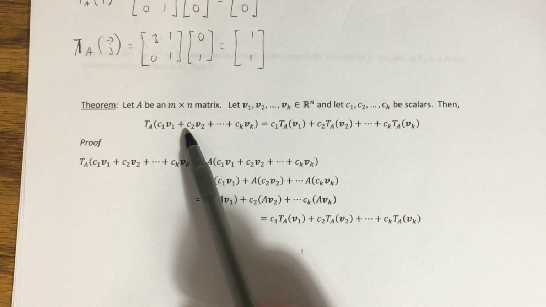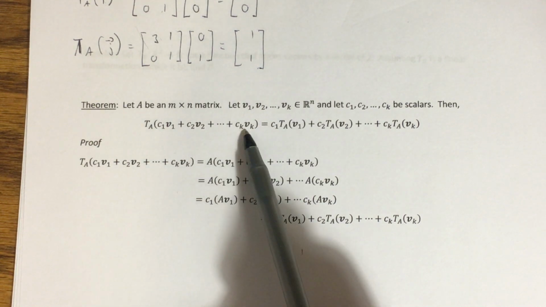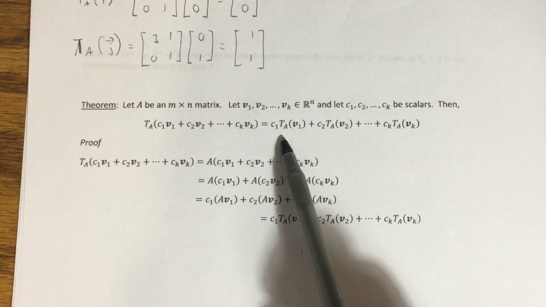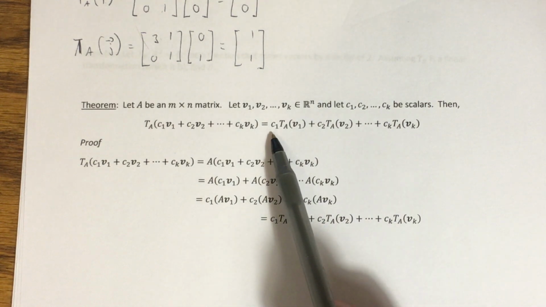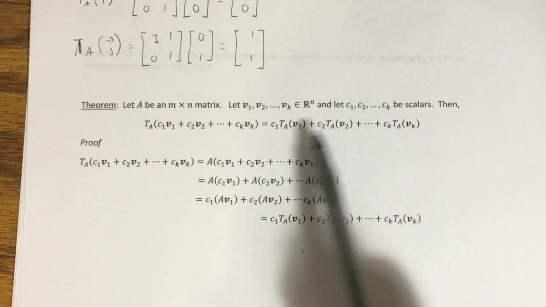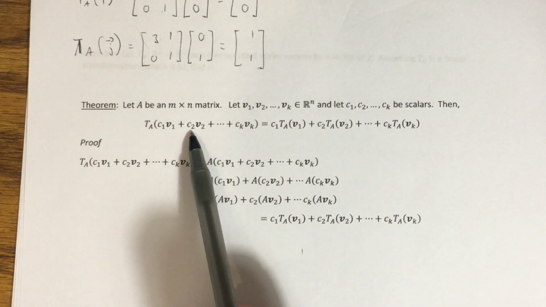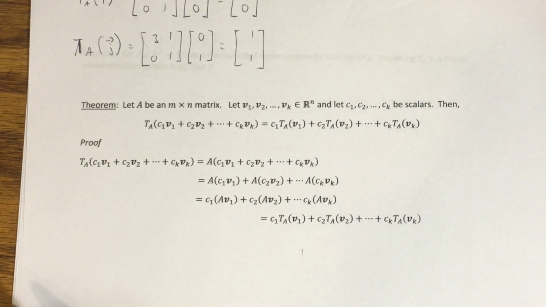Well, I want to show that the result of plugging this linear combination of vectors into T of A is going to give me something equivalent to a linear combination of the outputs of v1 through vk in this linear transformation, where the coefficients on those terms are exactly the same as the corresponding coefficients here, c1 through ck. The coefficients don't change.